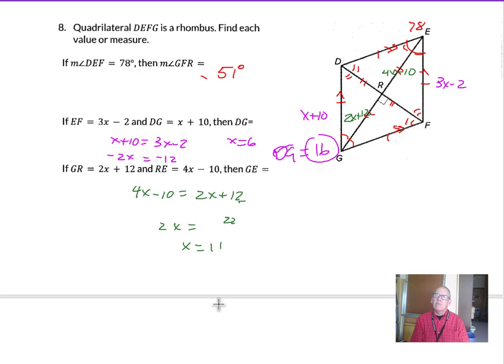Now they want us to know the length of GE. GE is actually twice each one of these. If one of them is 4x minus 10, we have 44, take away 10, which is 34, or 22 plus 12, which is 34. But this whole length is going to be twice 34. It's going to be 78, I think. GE, G to E, the whole length is going to be both of those. So it's going to be 78.